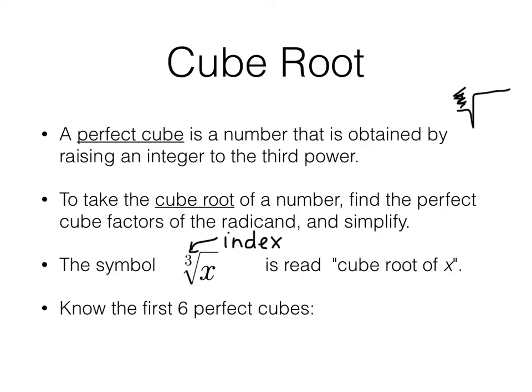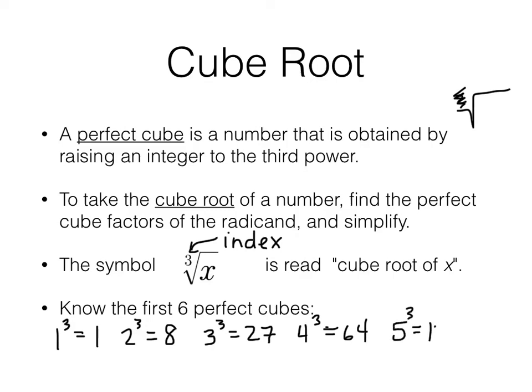The first 6 perfect cubes. Okay, well, what would they be? 1 cubed, which is 1. 2 cubed, which is 8. 2 times 2 times 2. So 2 times 2, 4 times 2, 8. 3 cubed, 3 times 3 times 3 is 27. 4 cubed, 4 times 4 times 4 is 64. 5 cubed, 5 times 5 times 5, 125.